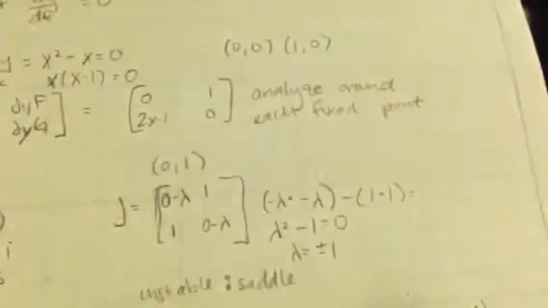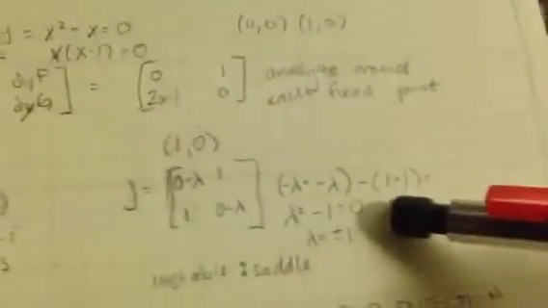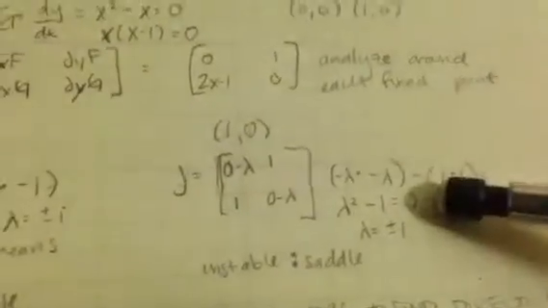So that is the point 0, 0, and then if we come over here, we want to look at 1, 0, sorry. So you plug those in, you do the same thing, find the determinant, and you get lambda squared minus 1 equals 0. So lambda equals plus or minus 1. And because it's just real parts, and there's a positive and a negative, we have a saddle here, which is unstable.